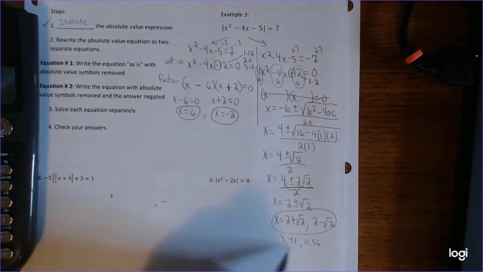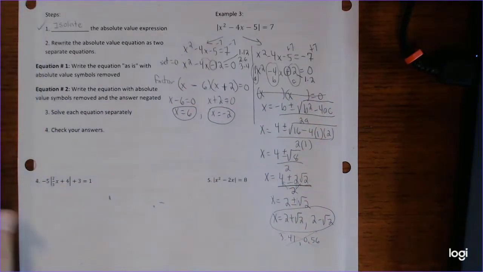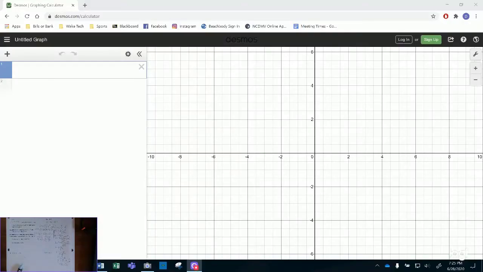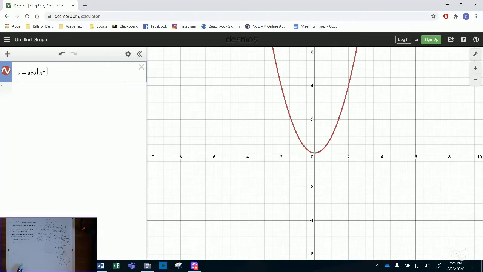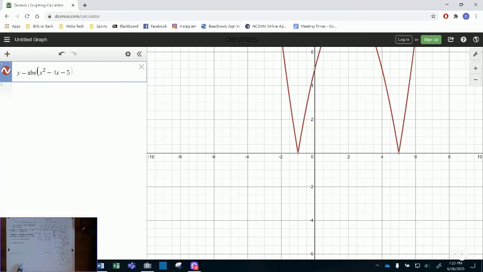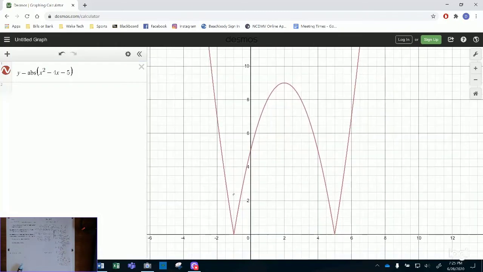And I don't want you to give me the decimals, but I do want to show you what's going on with this one. Okay, so just to show you what's going on with this one, I'm going to put in the left side of the absolute value as a function. Y equals ABS parentheses. That's how you type in absolute value. X squared minus 4x minus 5.